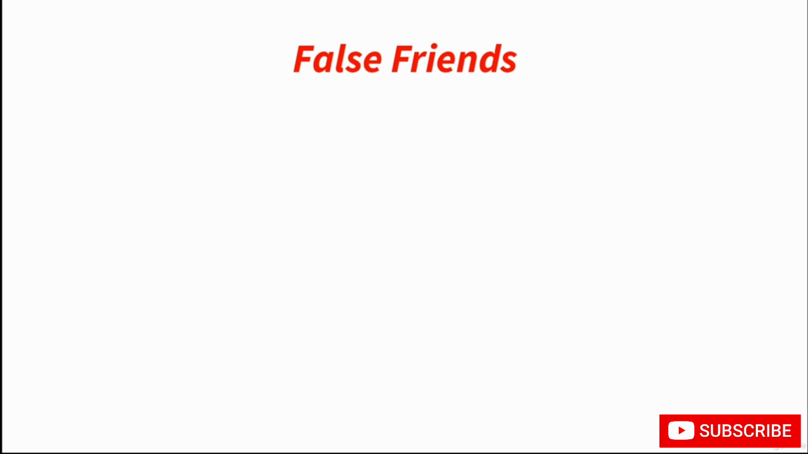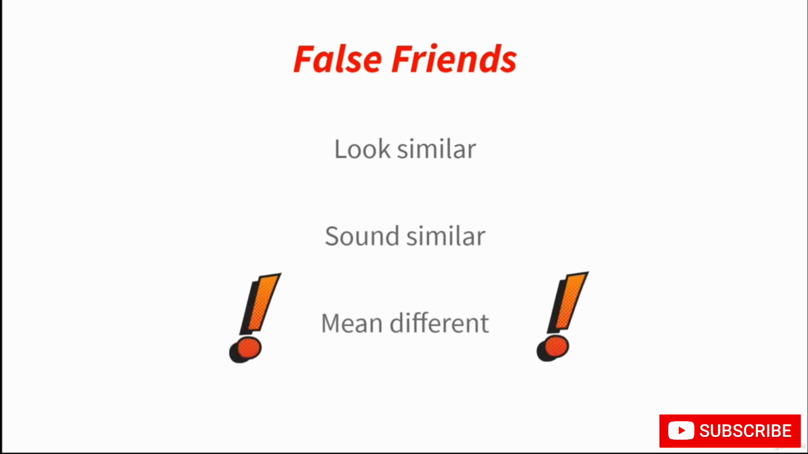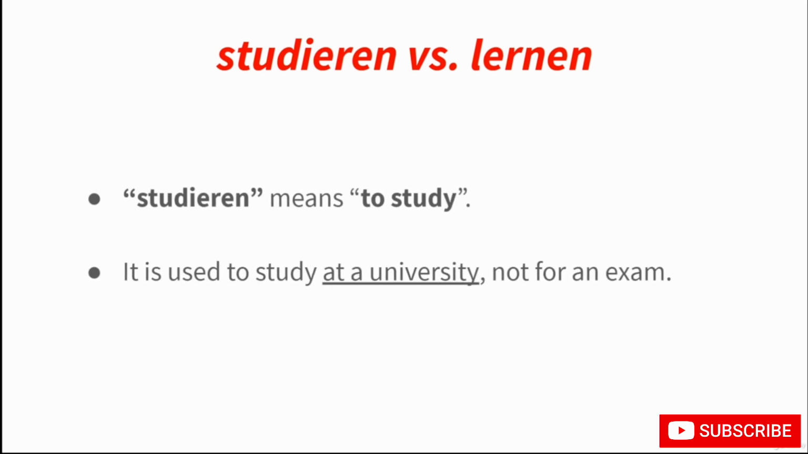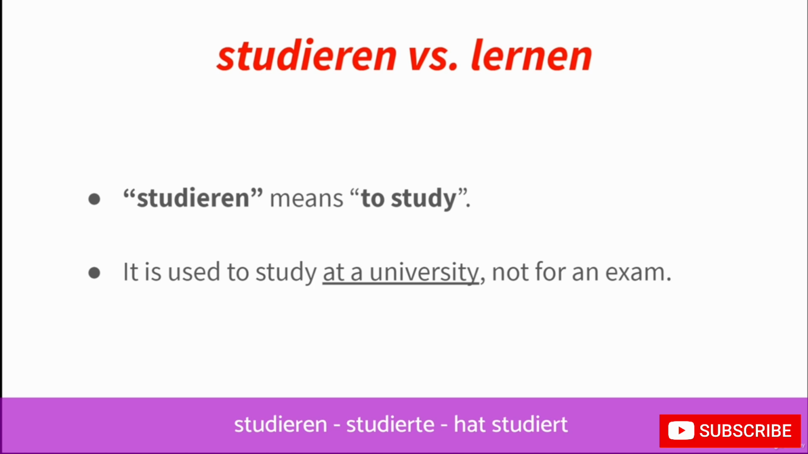False friends is a common expression used to describe the words in different languages which look similar, sound similar, but mean different. And studieren is one of the false friends between German and English. Studieren means to study. As you can see here, they can be easily confused because they have similar meanings and similar spelling. But it is only used to study at a university, not for an exam.